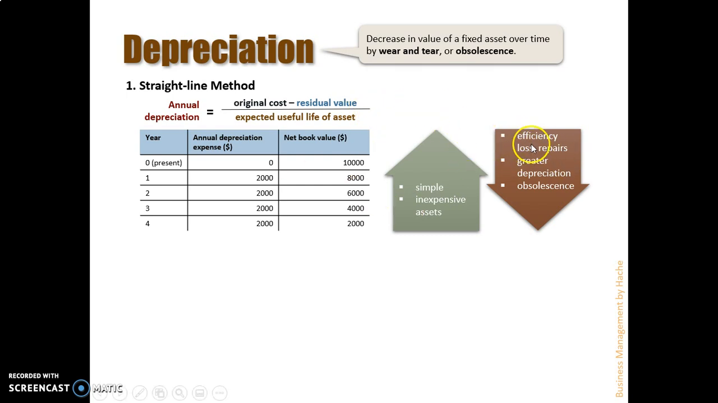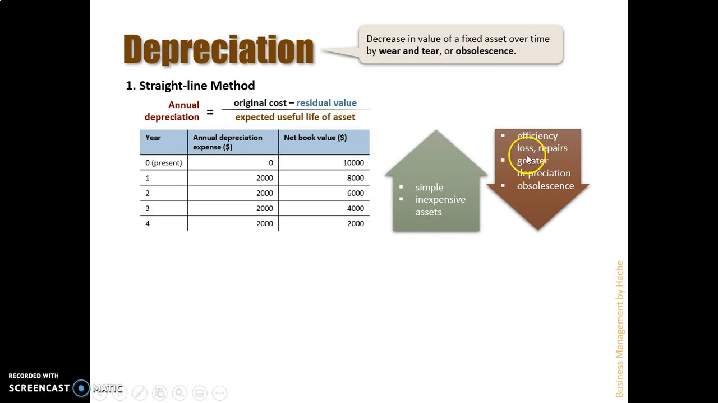Why? And this is the negative part. Number one, it doesn't consider efficiency loss and the cost of repairs. You know that as big equipment gets older or vehicles get older, you will have to spend more money on repairs and stuff. So that's not considered here. It's a very simplistic way to calculate depreciation. So this is why we say it is more appropriate for inexpensive assets, the ones that are not so expensive.